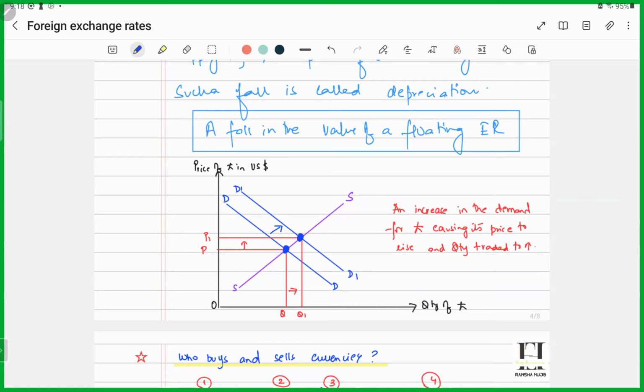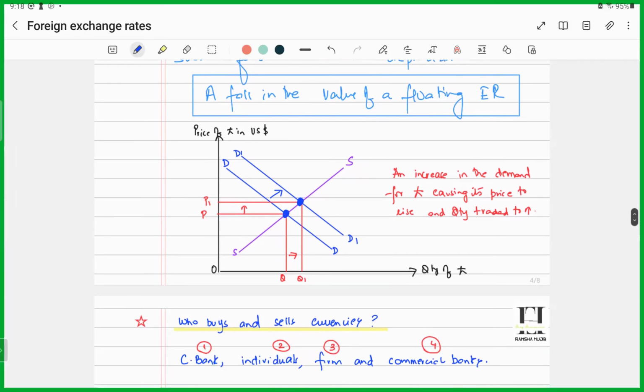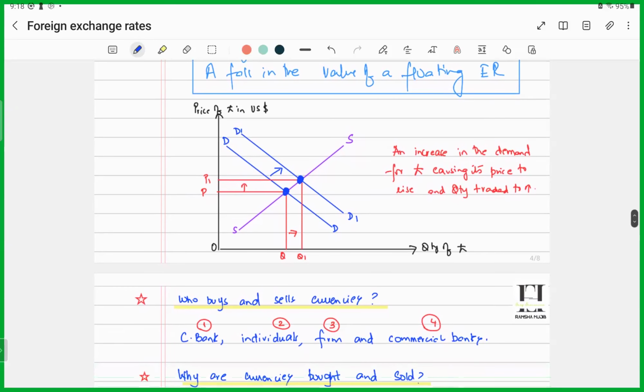So now notice nothing is being done in order to restore it back. Why? Because it's a floating exchange rate. It's allowed to freely float without any government or central bank's intervention, right? It's left on the free play of the market forces. It's left on the demand and supply conditions of the market.